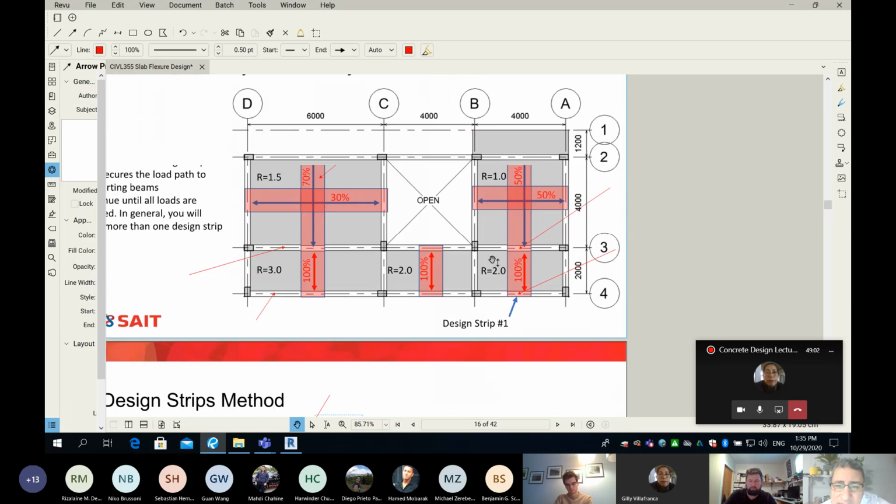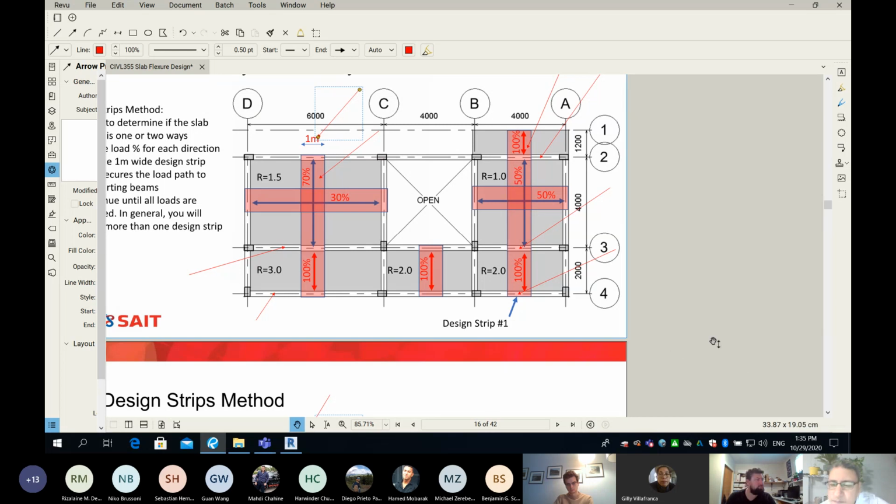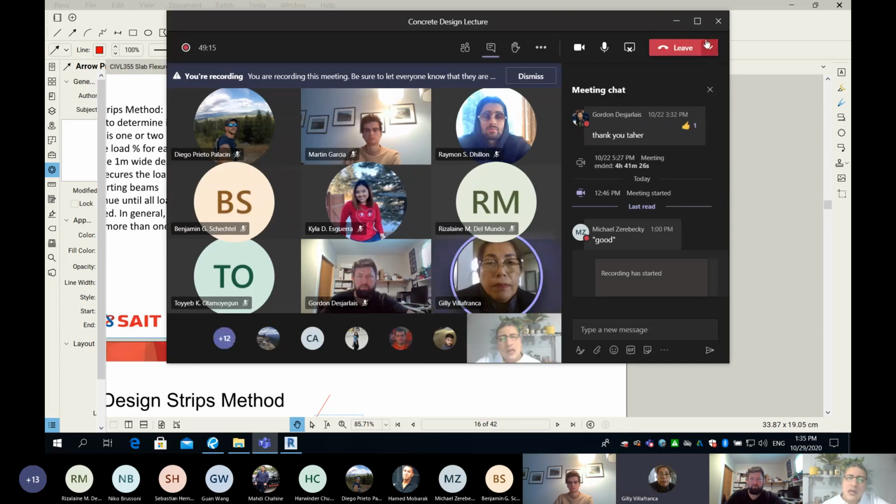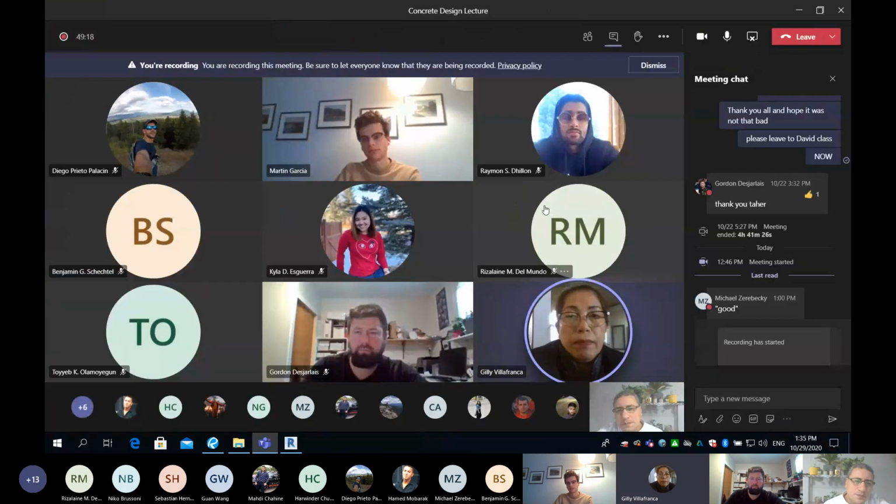For the beam, we have to look at the plan view and see what's the trip width of the beam, and then we have to multiply everything that comes from the slab by the trip width. Is that clear, guys? I need to hear some noise. Yes, it's clear.